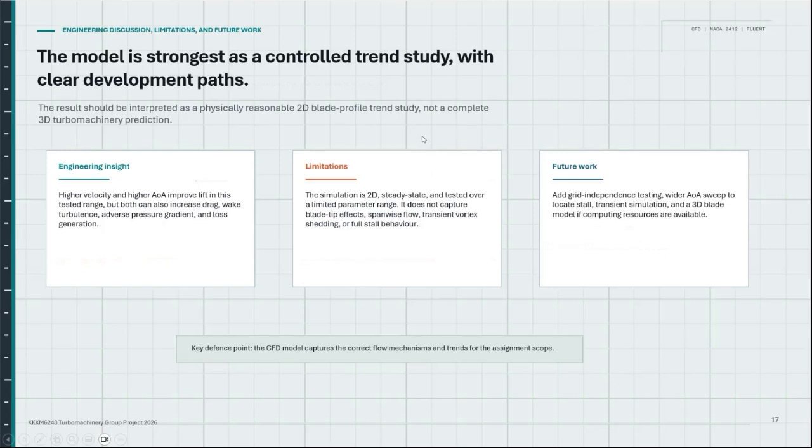This slide discusses the engineering meaning, limitation, and future work. From an engineering point of view, increasing inlet velocity and increasing angle of attack can improve lift within the testing range. However, they can also increase drag, wake turbulence, adverse pressure gradient, and aerodynamic loss. So, higher lift does not always mean better blade performance. In blade design, we also need to consider efficiency, drag, wake loss, and flow stability.